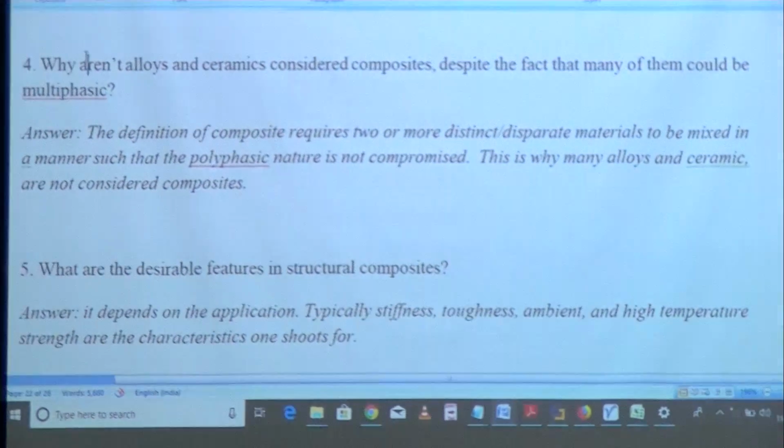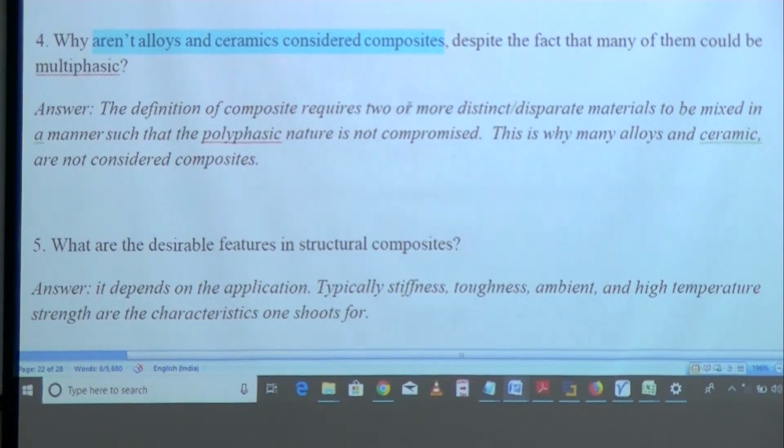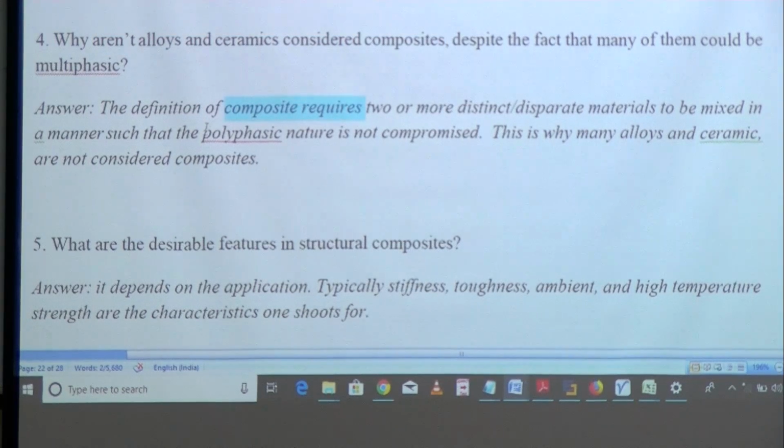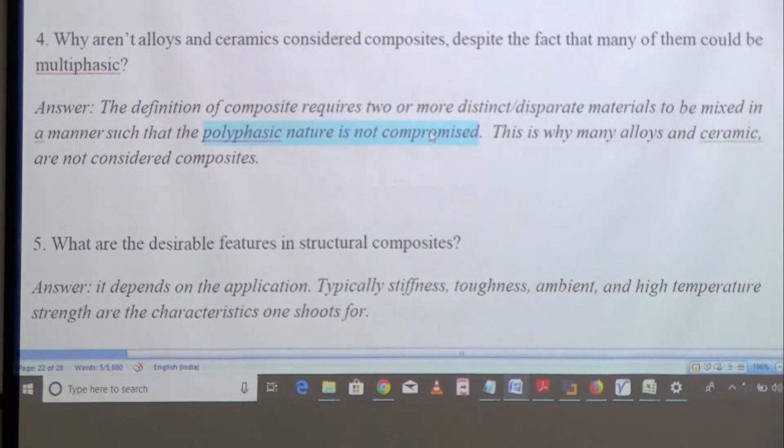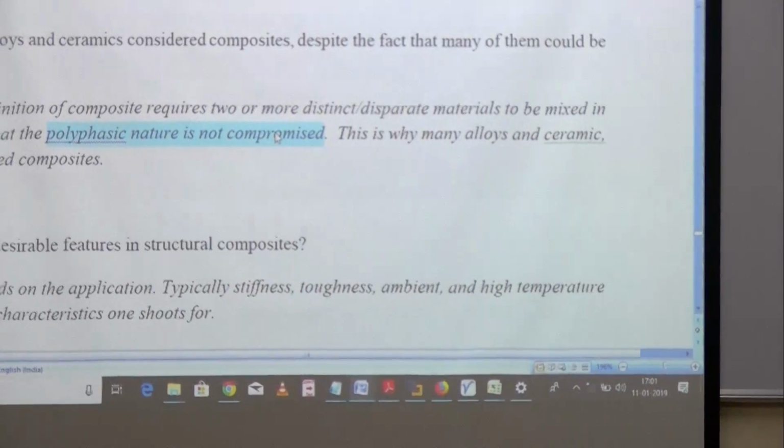Now, this is a question that I asked you, I think, 1 or 2 classes ago. Why aren't alloys and ceramics considered composites? The reason is that in a composite, the polyphasic nature should not be compromised. It shouldn't essentially become a single phase. Wherever you cannot explicitly talk about it as a polyphasic system with a discernible volume fraction, you can lump it either as an alloy or a ceramic, and you would not consider it to be a composite. Now please discuss with one another 2 or 3 lessons you have learnt about composites.